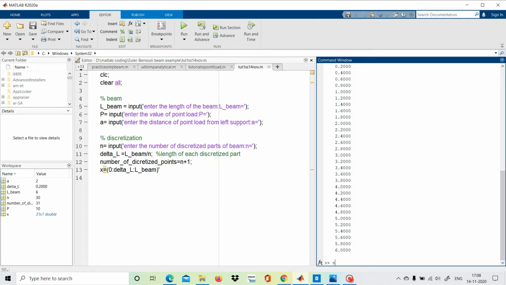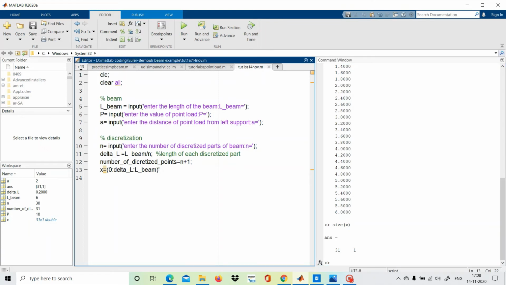So we can write size of x. What's the size? So size of x is 31 comma 1, which means row is 31 and column is 1. It is the size of this matrix x. Let's see next. So we have discretized the beam here. So now we will go to the next part.